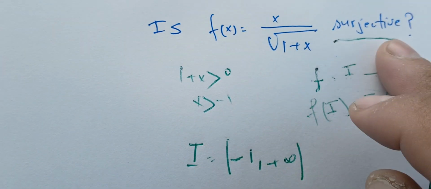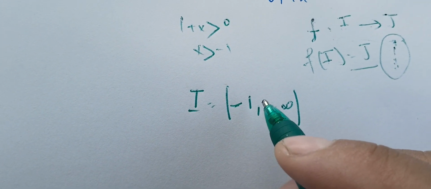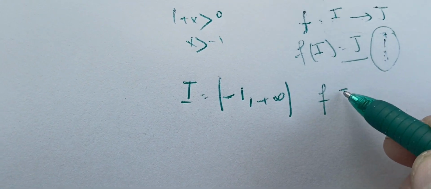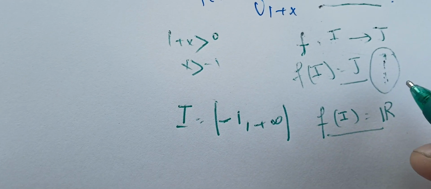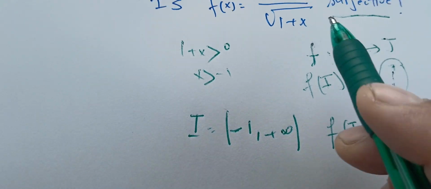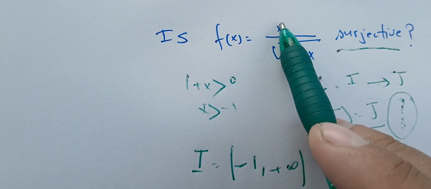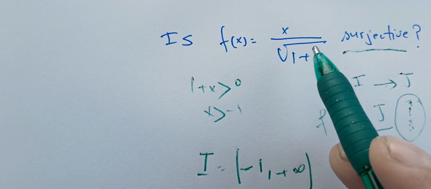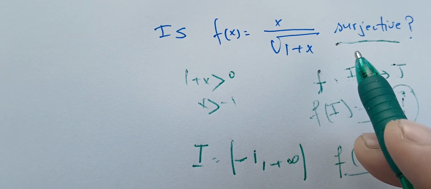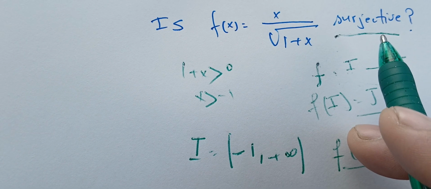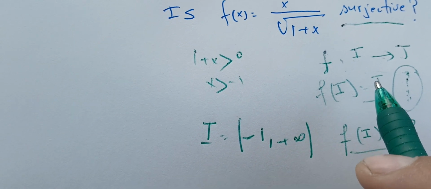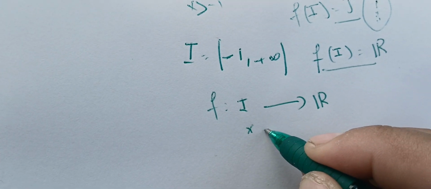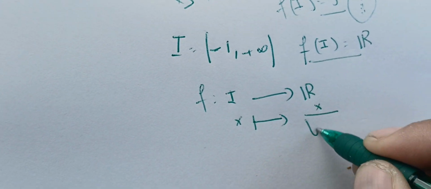So to prove that f is surjective, we're going to prove that f of I is just R. So J in this case is R. Because there is no problem for every x: the numerator x takes all the values between -infinity and +infinity, while the denominator is positive, and therefore the range is R. So we can say that f is now defined from I onto R, such that each x is associated with x over the square root of 1 plus x.